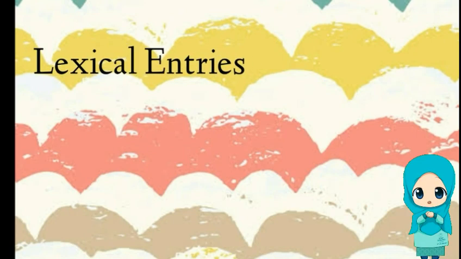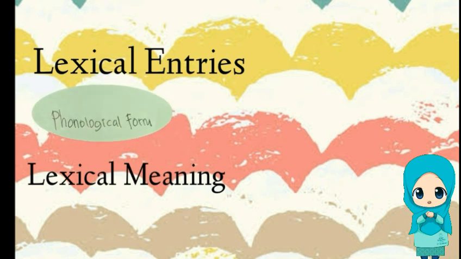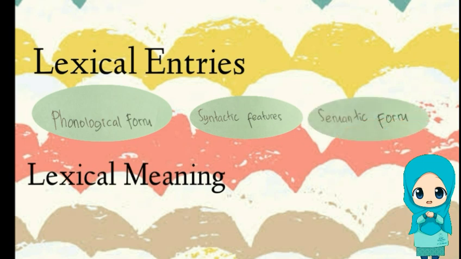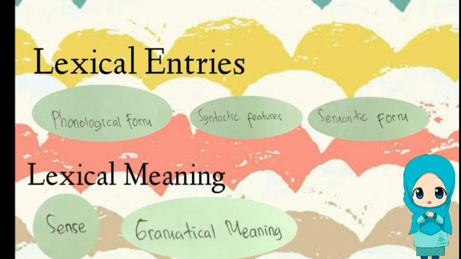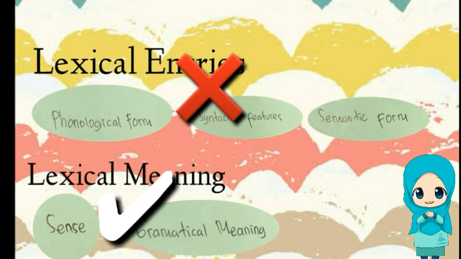In the previous chapter, we discussed lexical entries, but in this chapter, there is lexical meaning. Okay, let's review. Lexical entries include three dimensions. First is phonological form, second, syntactic features, and the last is semantic form. So, lexical meaning consists of two types. First is sense, and the second is grammatical meaning. Now I will talk about lexical meaning.